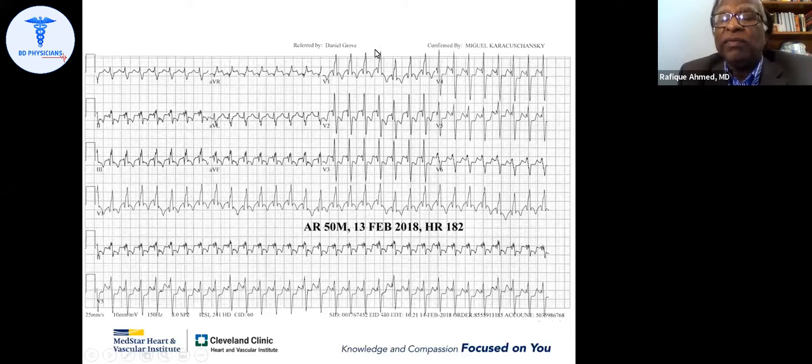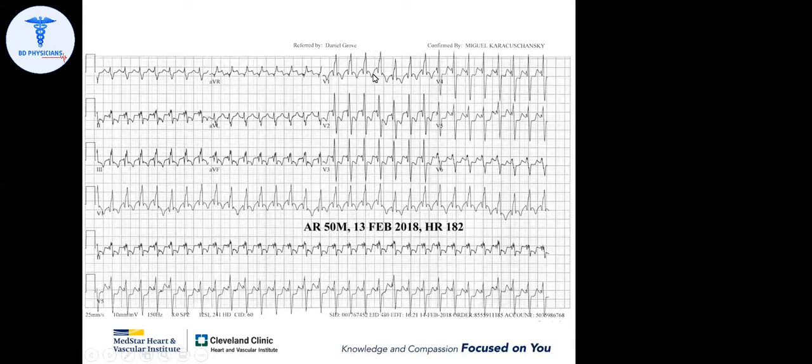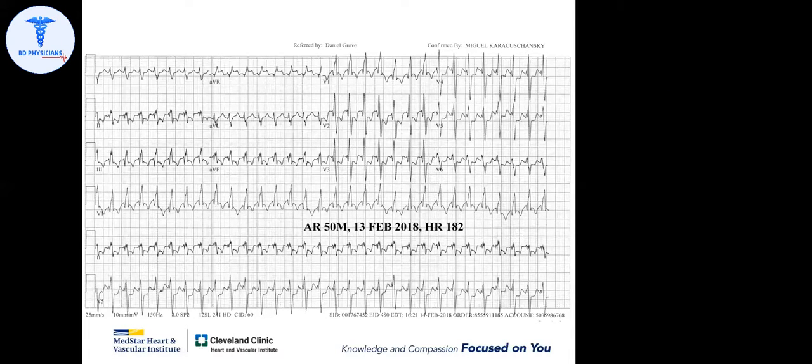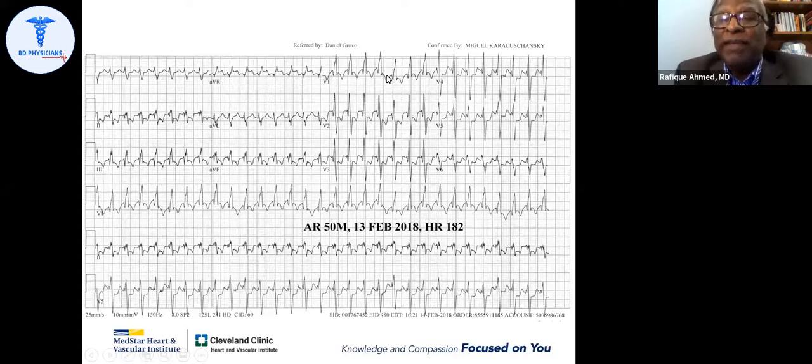Why is the QRS wide with the RSR pattern in lead V1? There is a block, SVT with block. What kind of block? Sir, possibly RBB. Yes, so right bundle branch block. So this is a wide QRS tachycardia, but with right bundle morphology. Typical right bundle, RSR pattern, and in lead V6, R followed by deep S. So this is right bundle.